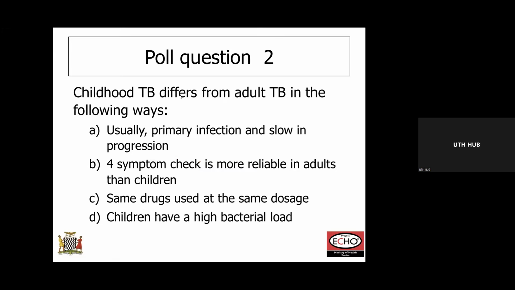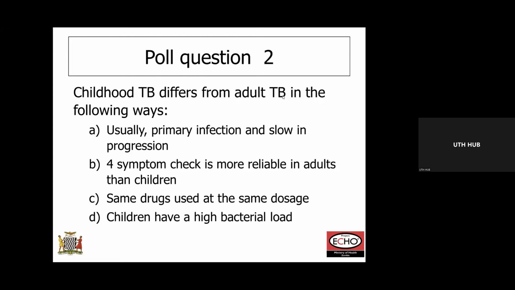Right. So the next poll question says, childhood TB differs from adult TB in the following ways. I'll repeat that. Childhood TB differs from adult TB in the following ways. A, usually primary infection and slow in progression. B, four-symptom check is more reliable in adults than children. C, same drugs used at the same dosage. D, children have high bacterial load. I'll go over the question once more.